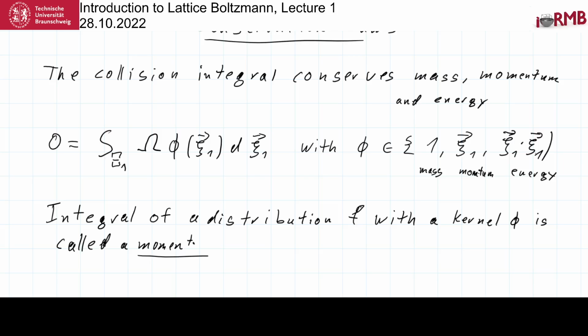I mean, the kernel in the bending moment is simply x. So the bending moment means it's a moment in space. Here it is a moment in velocity. Yeah? So you can have moments in space, moments in time, whatever, but here we have moments in velocity space.